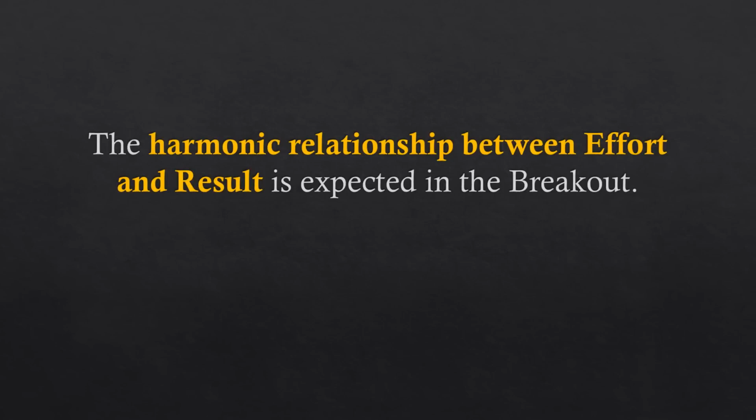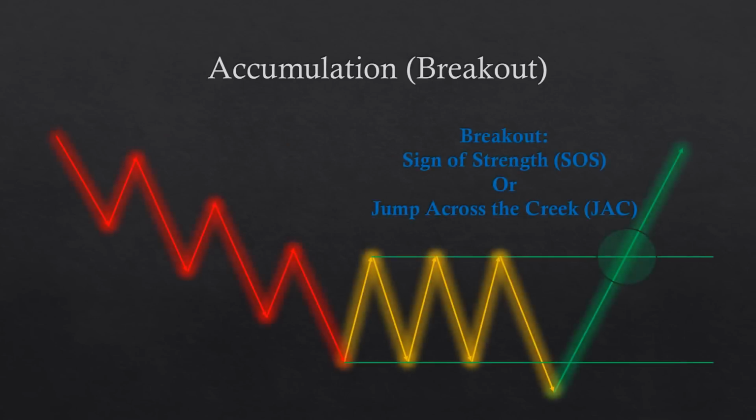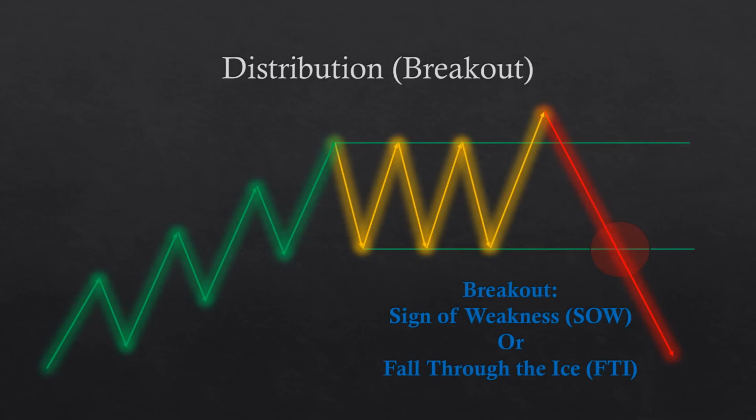What traders should look for is a breakout with high volume where the broken level holds price. Observing if the broken level will in fact hold price is absolutely critical, because if it doesn't, we might be in the face of a false breakout, which would completely change the situation. In this illustration, you can see the breakout event in an accumulation structure, also known as a sign of strength or jump across the creek. In this other illustration, you can see the breakout event in a distribution structure, also known as a sign of weakness or fall through the ice.